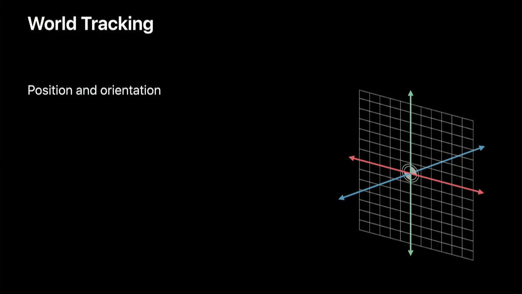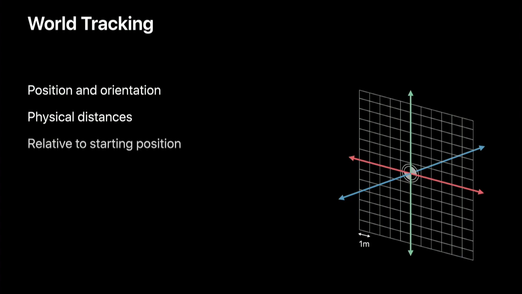But more importantly, it provides real-world scale. So all your virtual content is actually going to be to scale rendered in your physical scene. It also means that motion of your device correlates to physical distance traveled measured in meters. And all positions given by tracking are relative to the starting position of your session. So one more function of how world tracking works, we provide 3D feature points.